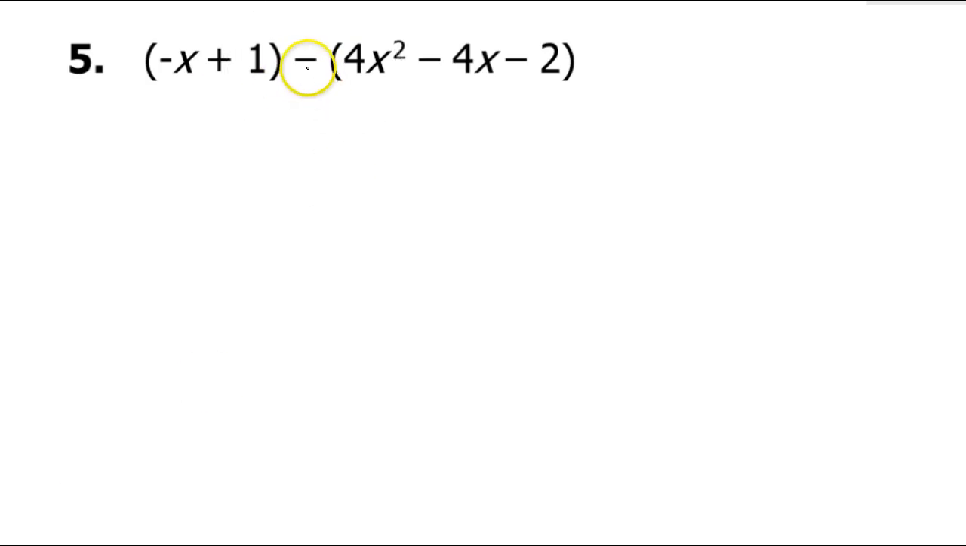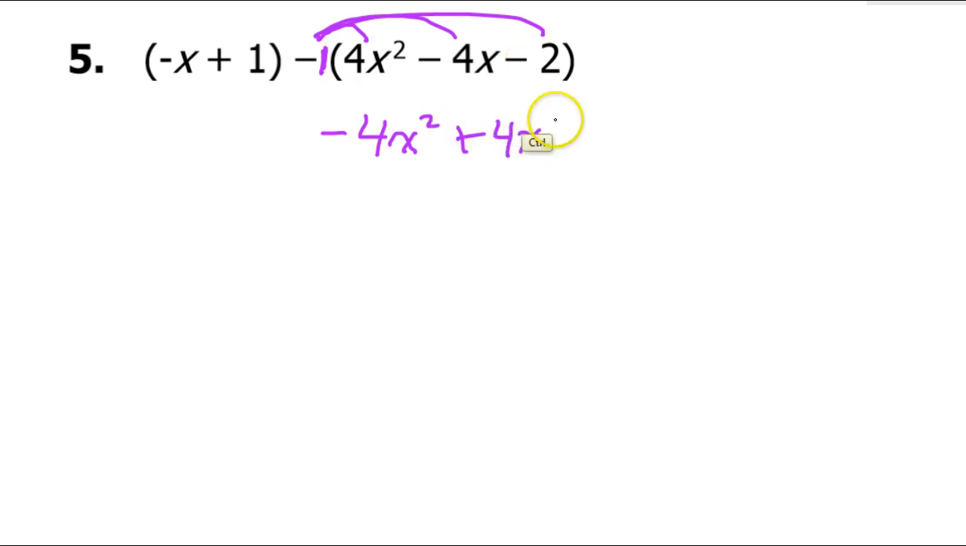Be careful on your subtraction problems. Don't forget to treat this negative sign like a negative 1, which will need to be distributed. So negative 1 times 4x squared is negative 4x squared. Negative 1 times negative 4x is positive 4x. And then negative 1 times negative 2 is positive 2.